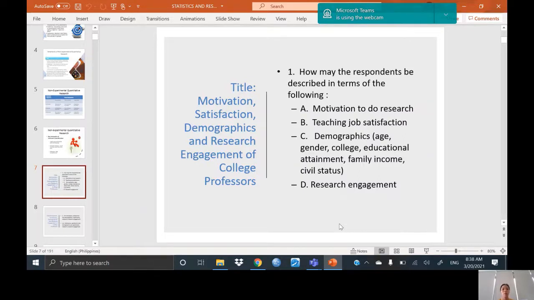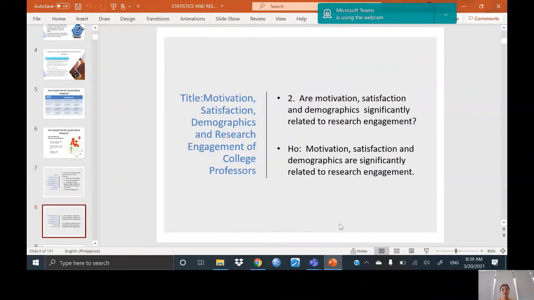So you have, how may the respondents be described in terms of the following: motivation to do research, teaching job satisfaction, demographics such as age, gender, college, educational attainment, family income, and civil status. And letter D is research engagement.